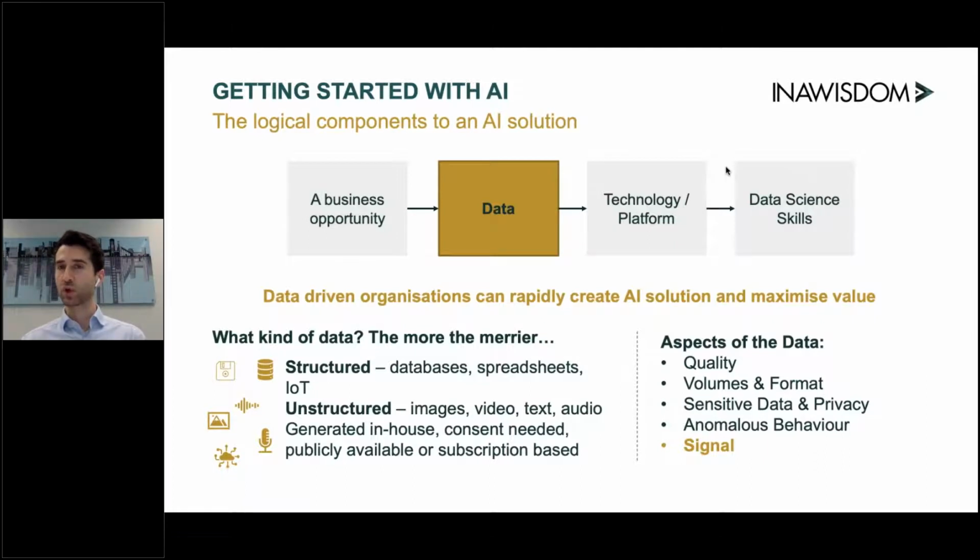And of course, data quality is important. You don't want to end up in a situation where you have garbage coming in, because then most certainly you'll get garbage out. Think about volumes, how much you have. The more data you have, the more options you have with AI. So it's good to have a lot of options.